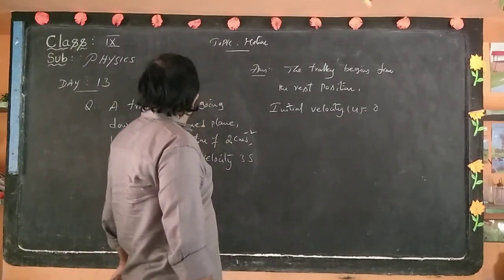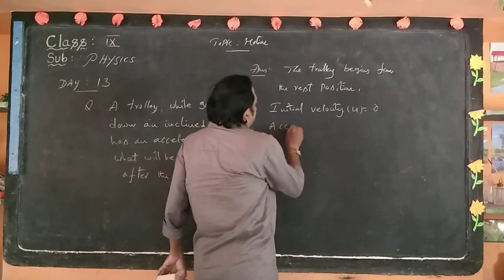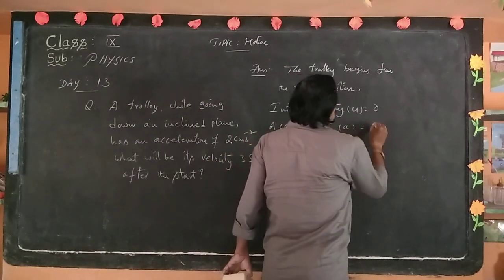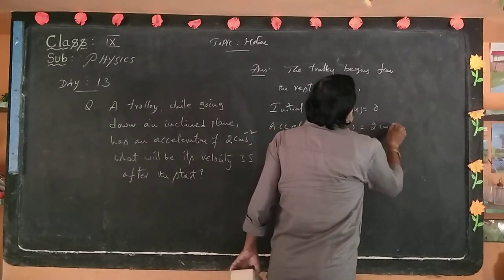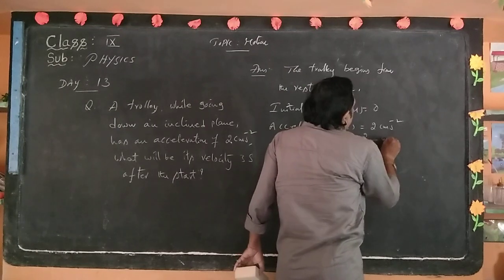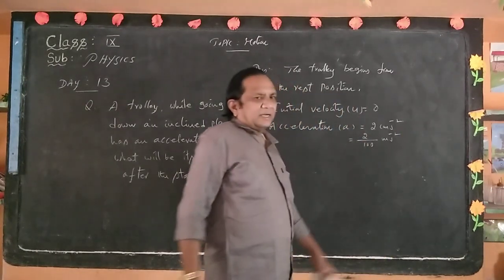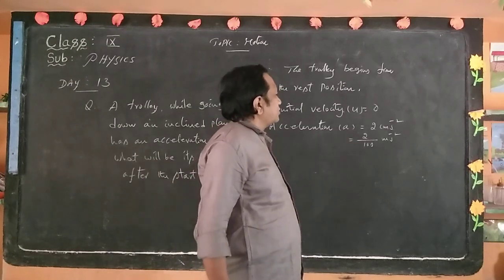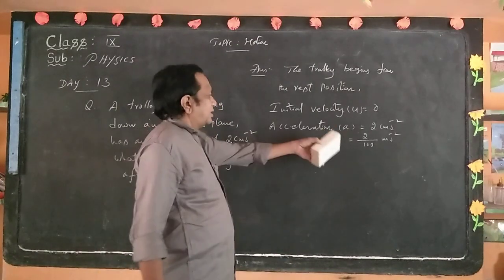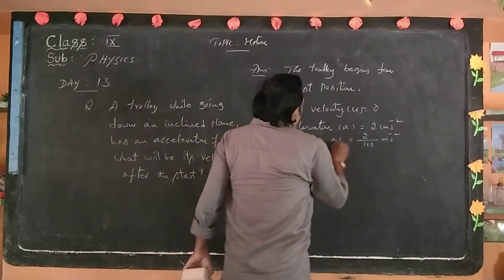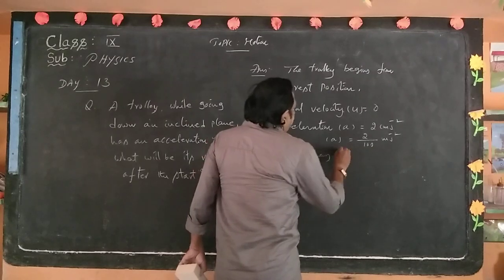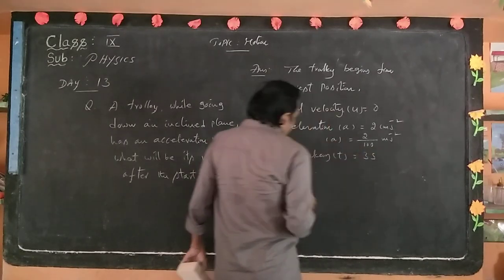Now, the acceleration of the trolley, a, is equal to 2 cm/s². To change this value into meters, it is 2/100 m/s². It is better to keep it as a fraction for the calculation, otherwise you can also write 0.02 m/s². Keeping the fraction is easier. Now the time taken, t, is 3 seconds.